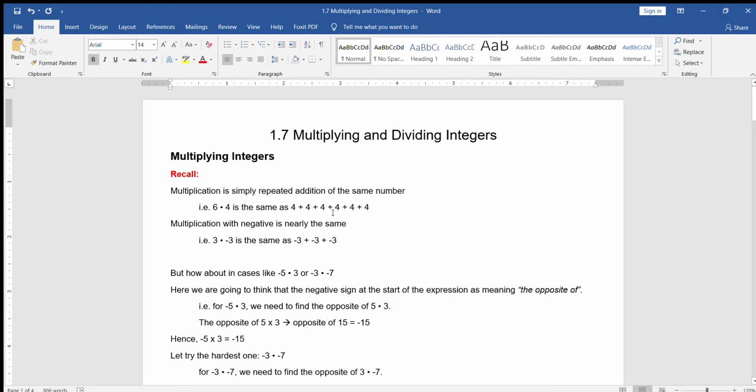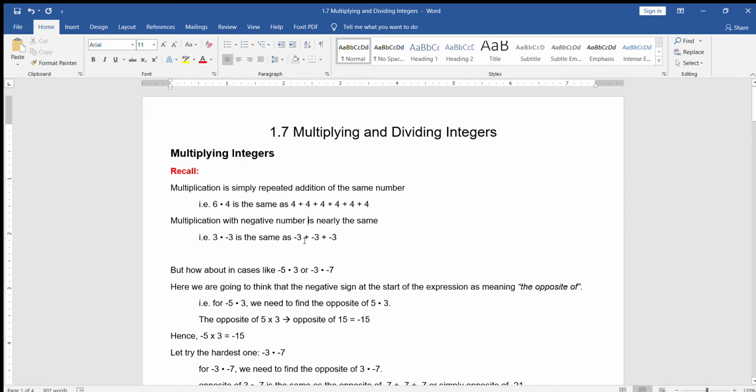Multiplication with negative numbers is basically the same, i.e. 3 times negative 3 is the same as negative 3 plus negative 3 plus negative 3. But how about in cases like negative 5 times 3 or negative 3 times negative 7? Well, it's simply not repeated addition, right? I cannot think of how we are going to write negative 5 times 3 in repeated addition.